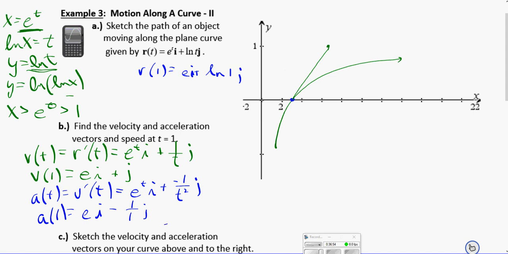And then this vector is e minus 1. That's this vector right here. I'm going to go ahead and put it at the point, and there it is.